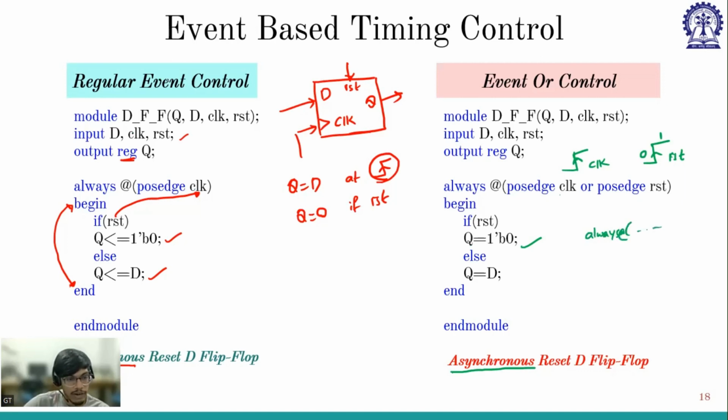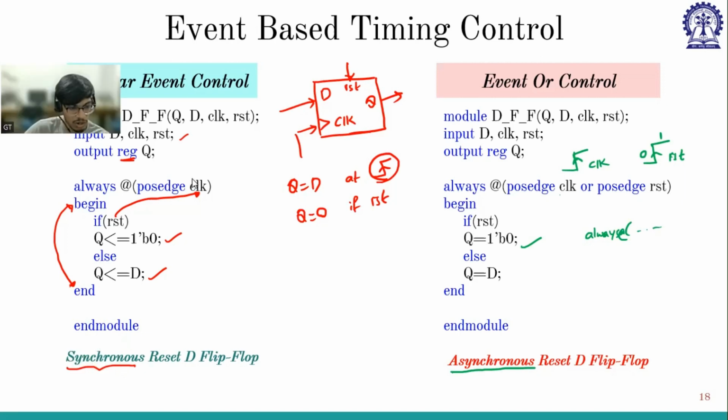Okay. Regular event means there is only one event, which is the clock. And event or control means we have more than one event, which is clock or reset in the case of D flip flop. Here the resetting is happening in synchronism with the clock, because the reset will happen whenever there is a rising edge in the clock. That's why it is synchronous. And here, irrespective of the clock rising edge, the reset will happen. That's why it is asynchronous.